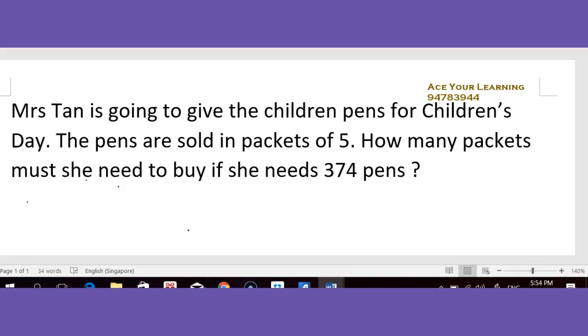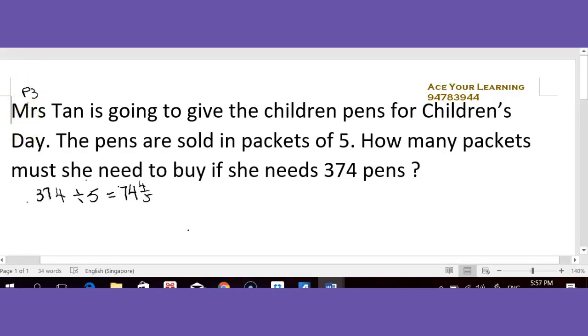I'm going to show you another question, which is for primary 3, which is quite similar to the PSLE question. Of course, it's not that difficult. Okay, now let's begin. Mrs. Tan is going to give the children pens for Children's Day. The pens are sold in packets of 5. How many packets must she buy if she needs 374 pens?